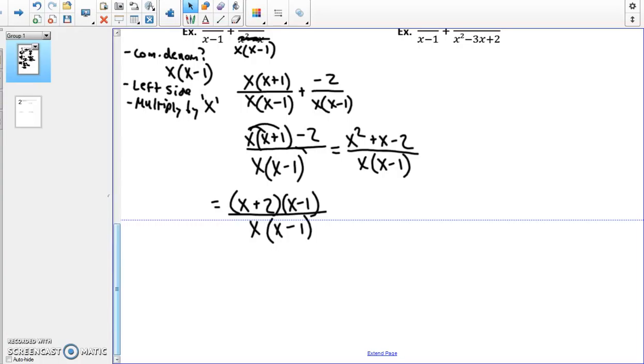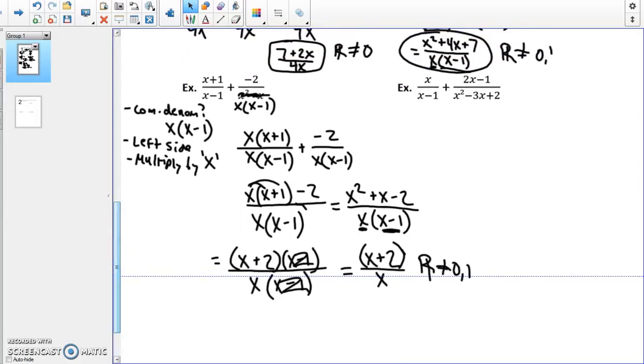So yes, we can factor the top here. And that helps us because you can see what's going to cancel here, right? X minus 1 and x minus 1. So that leaves us with our final answer of x plus 2 over x. Domain restrictions here. We can't have anything of 0 or 1. So real numbers not equal to 0 or 1. Okay.